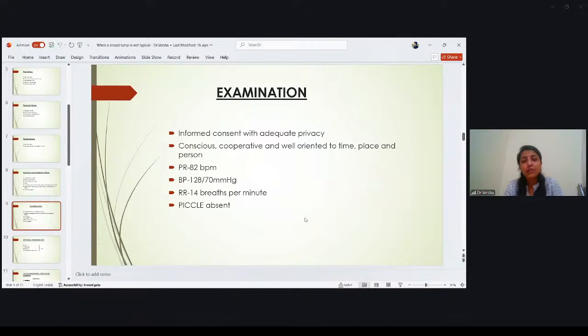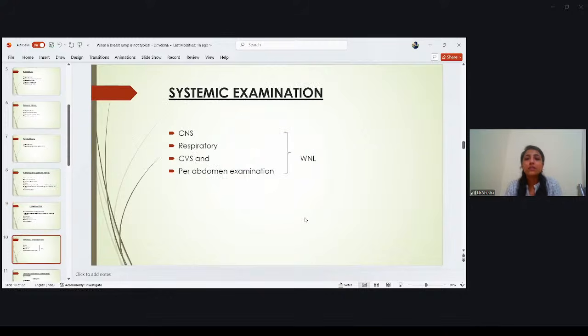Pallor, icterus, cyanosis, clubbing, lymphadenopathy, and edema were absent. On systemic examination, in the central nervous system examination, higher mental functions were normal, and sensory and motor examination was within normal limits. Respiratory system examination showed bilateral equal air entry and no added sounds. In cardiovascular system examination, S1, S2 were heard, and there were no additional murmurs. In per abdomen examination, the abdomen was non-distended, soft, and non-tender, and there was no organomegaly. Per vaginum and per rectal examination were within normal limits.